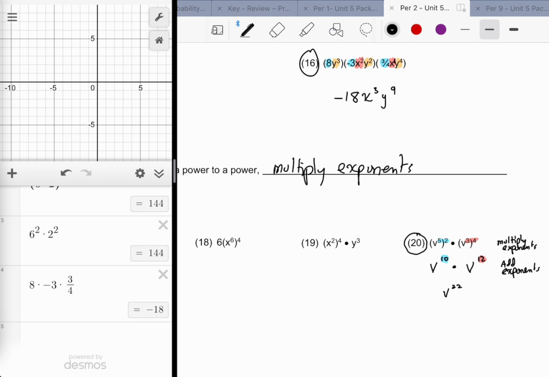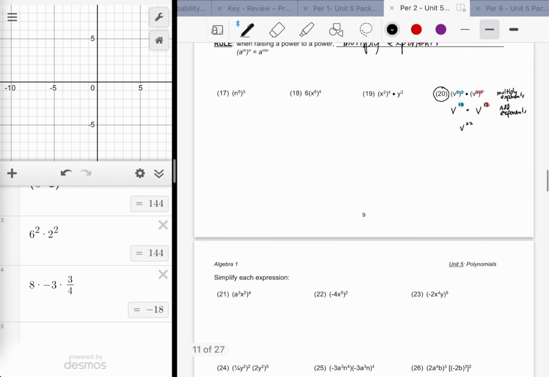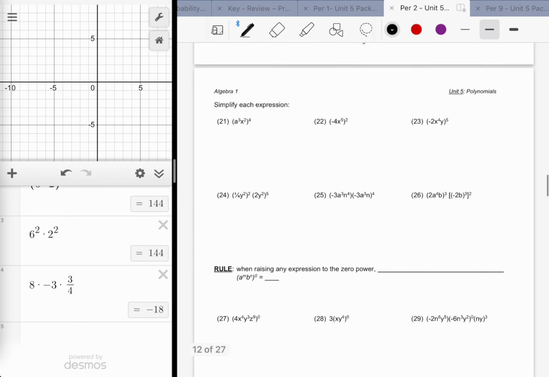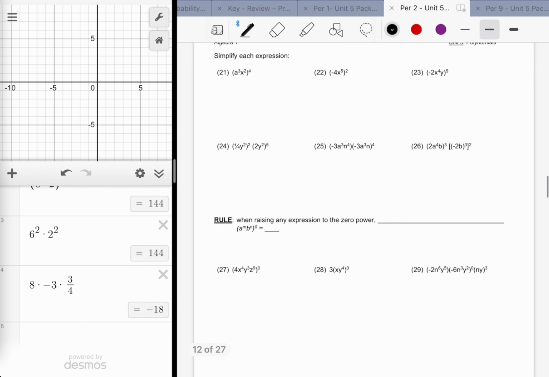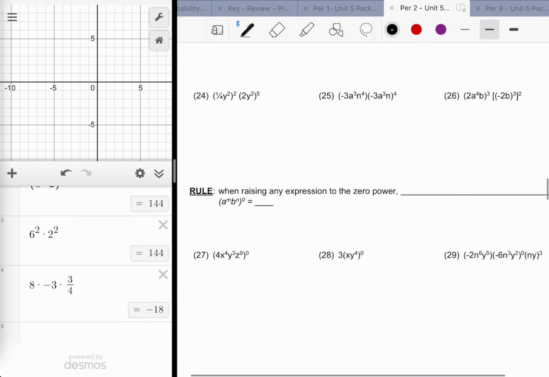All right, so now we're going to spice it up a little bit. Going down to, on page 10, the rule. I'll do that first, and then I'll take you through the spicy example, which is number 29. Scary stuff. When raising any expression to the 0 power, the result is 1. So no matter how complicated the expression is, it could be the craziest looking expression, if it's raised to the 0th power, the result is going to be equal to 1.